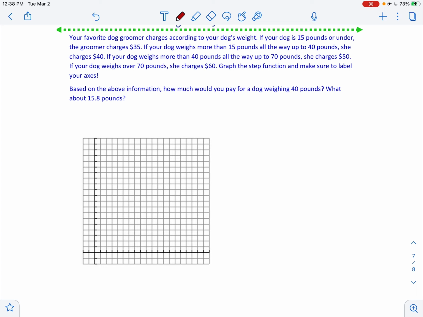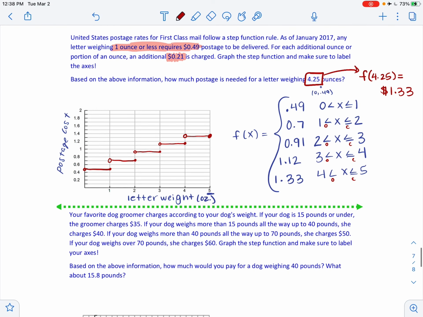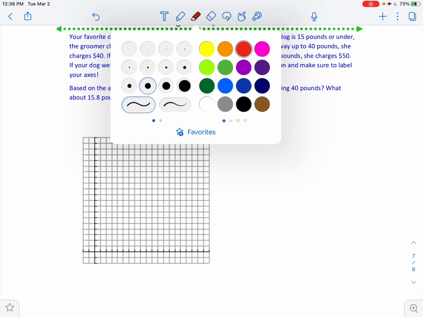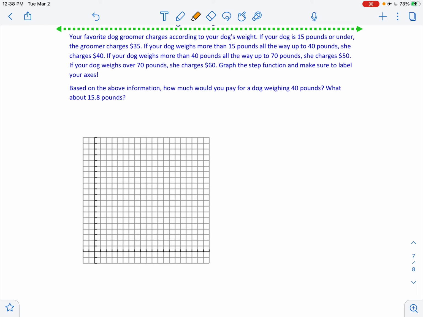So in this example, we are given information about each step individually. Notice it doesn't say that at each step you go up by a certain amount. So unlike the first problem where our steps were all evenly spaced, this one might not be the case. So we're going to start by looking in our problem to find all the key pieces of information. The first key piece of information is for a dog that is 15 pounds or under. If your dog is 15 pounds or under, you will be charged $35. Well, that's going to be the first step in our step function then.